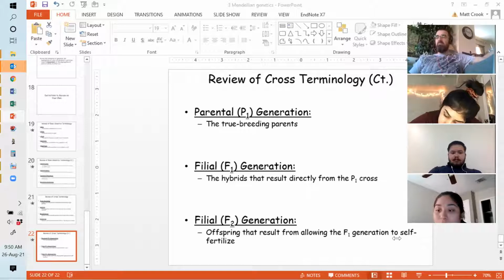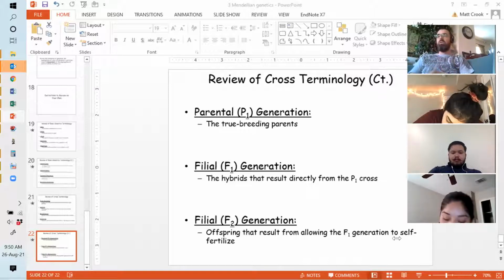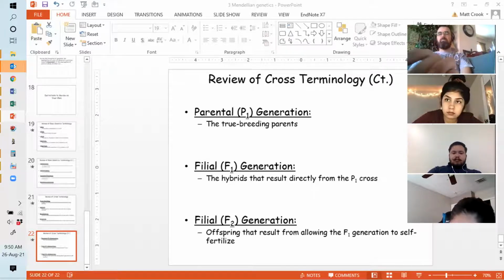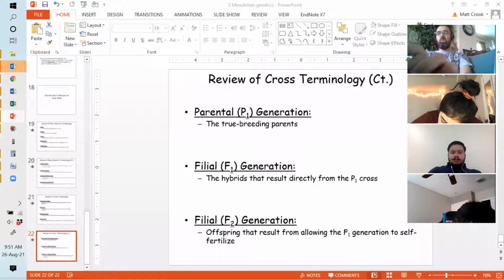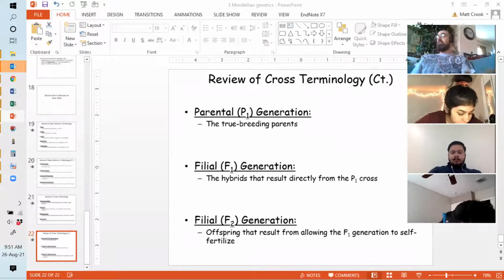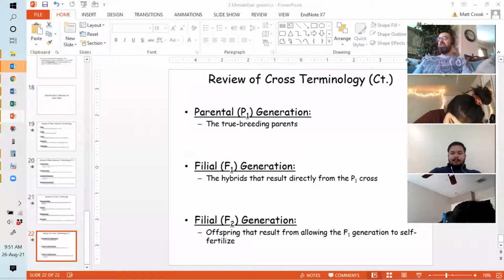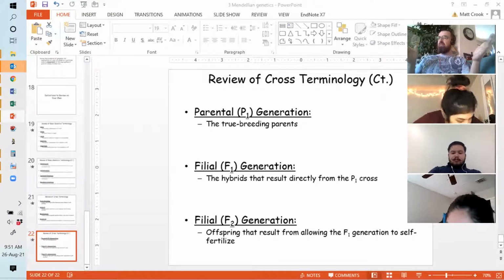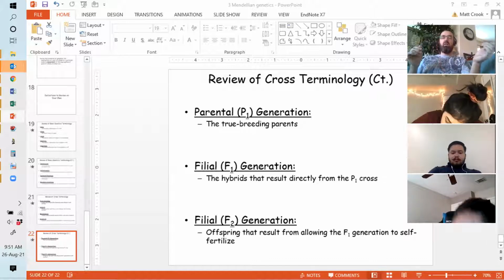Now we have a bunch of assumptions for monohybrid and dihybrid crosses, or really for Mendelian genetics. And just to kind of give you a heads up, when we talk about Mendelian genetics, we're talking about this very formalized, really quite simple genetics, dealing with few genes.